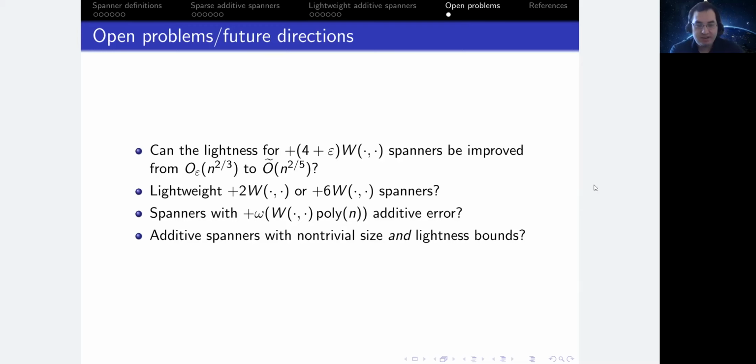In this case, we would expect to obtain sparser spanners, but with the price of more additive error as before. In general, when we increase the amount of error, our spanners should be more and more tree-like or more sparse. Lastly, can we construct additive spanners in weighted graphs that have both a non-trivial size and a lightness bound? Note that each of the spanners in this paper have either a size or lightness bound, but not both.